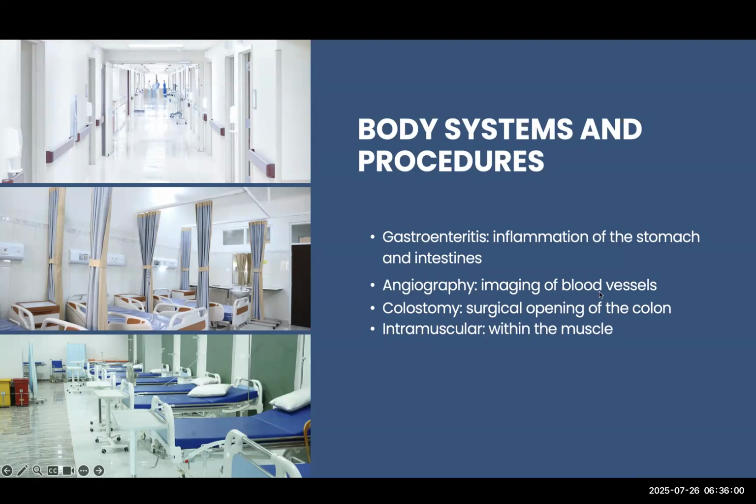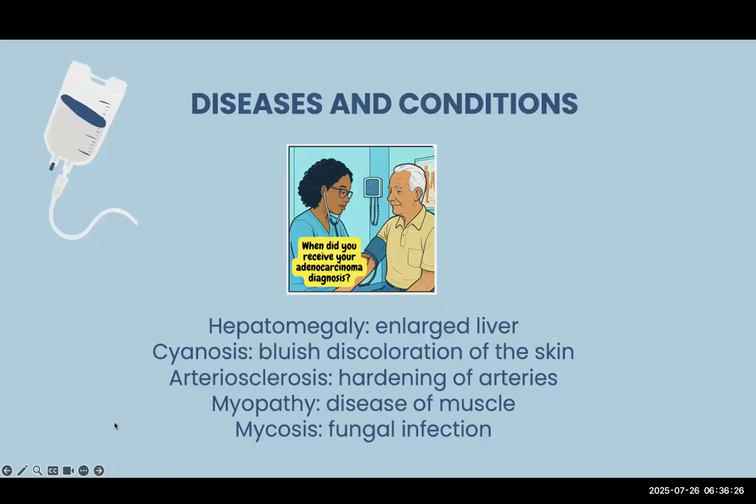Angiography, imaging of the blood vessels. We'll get into X-ray, CT, MRI, stuff like that in weeks 5, 6, and 7, and you'll really need to know about angiography, colostomy, surgical opening of the colon, and then intramuscular. So the better you get with breaking down these words, the more you can figure out exactly what the other person is saying, without even maybe having heard that exact word before. But you know the prefix, the word root, and the suffix, put them all together, and you have your answer.